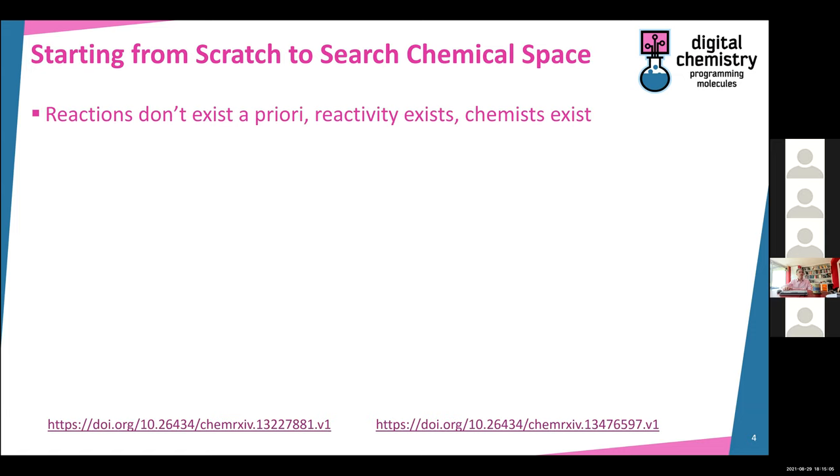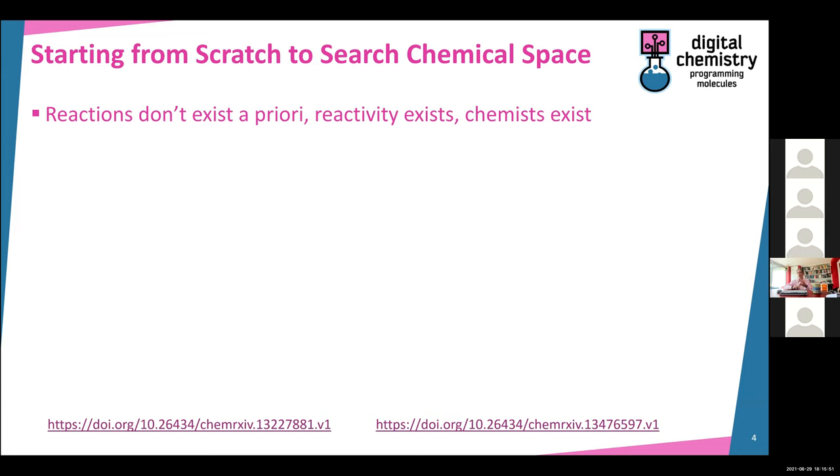What do we mean? So I wanted to start with the following idea: that reactions really don't exist a priori, that reactivity exists and chemists exist. That might seem crazy. Reactions don't exist. What is Lee talking about? Well, what I'm saying is that the information contained in a reaction, or allowing the reaction to occur, has extrinsic requirements as well as intrinsic ones. The intrinsic ones are given to you by quantum mechanics, basically reactivity. The extrinsic ones are the temperature required, the container required, the concentration required.